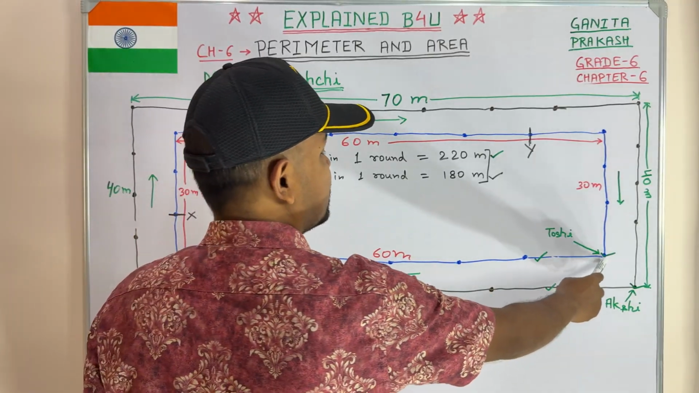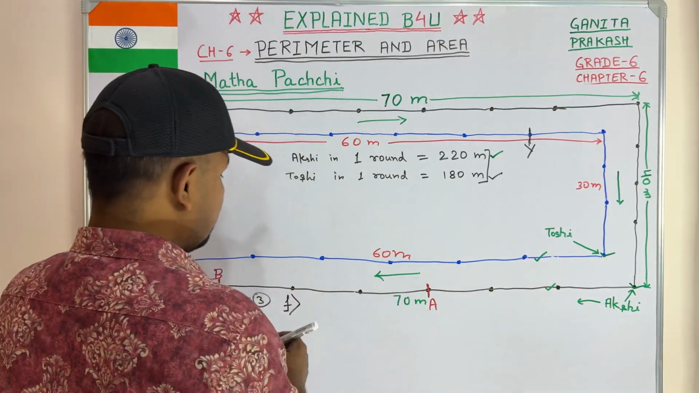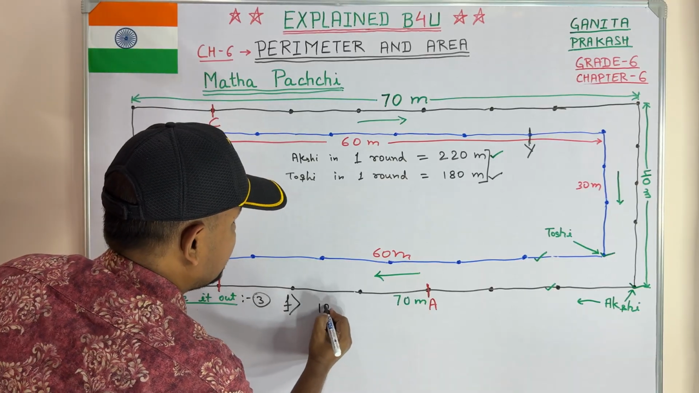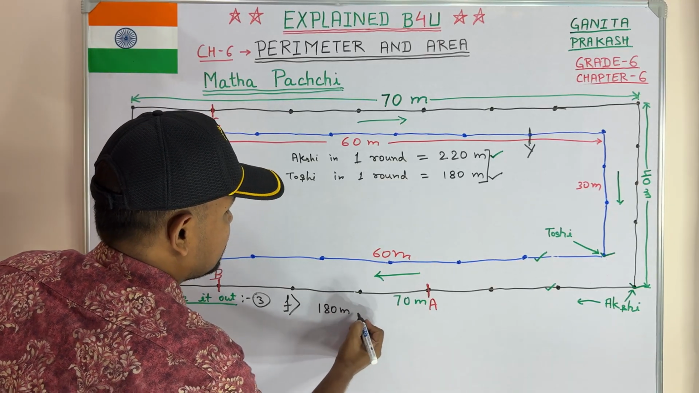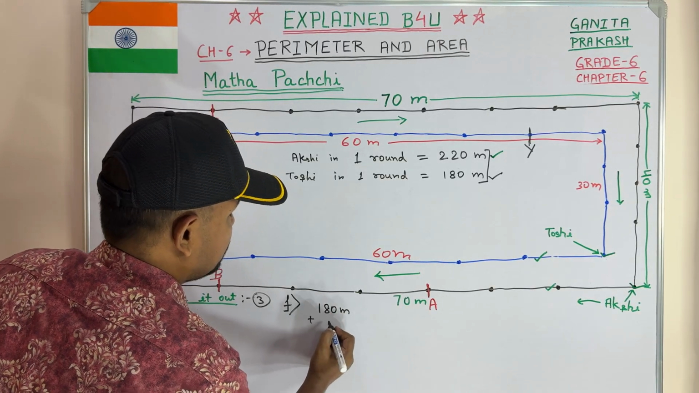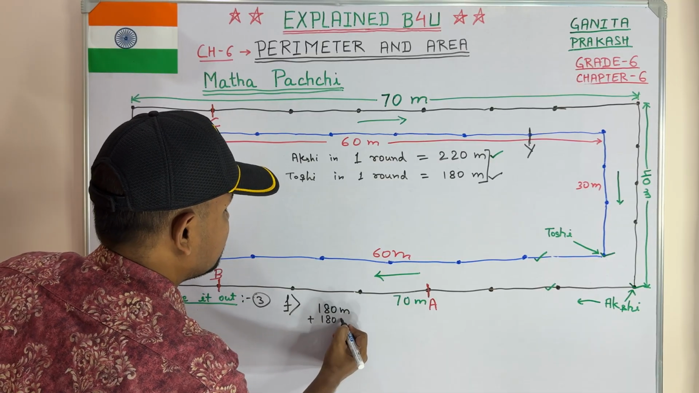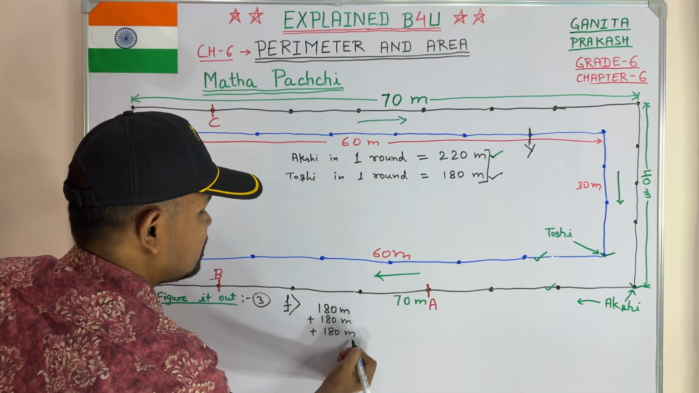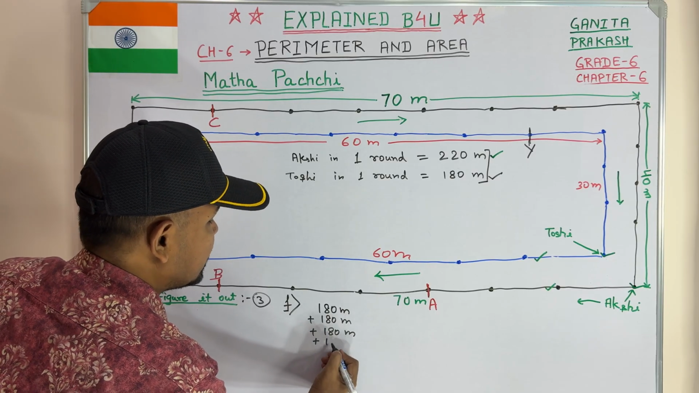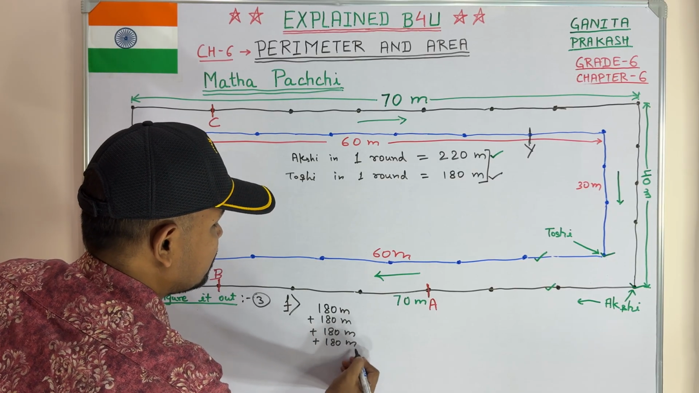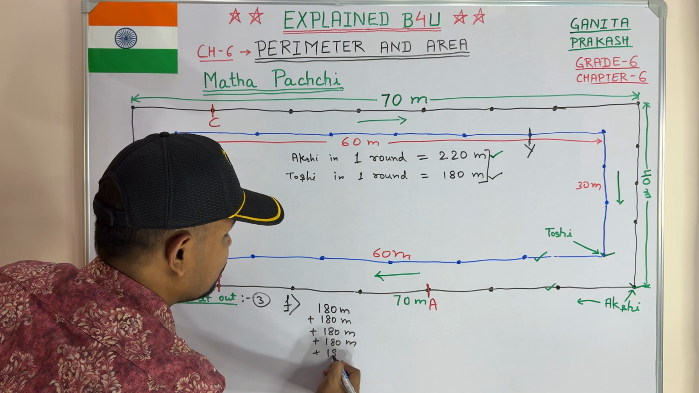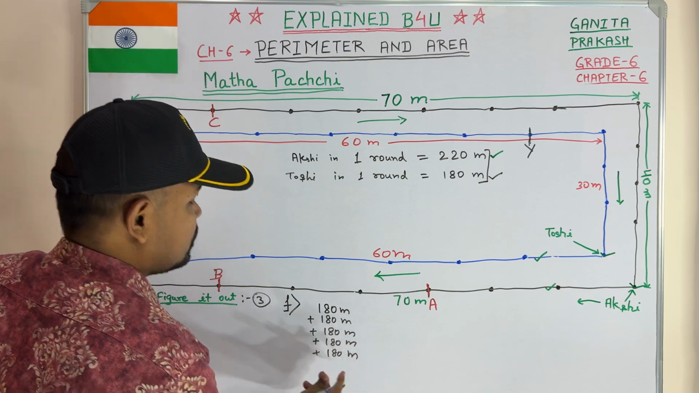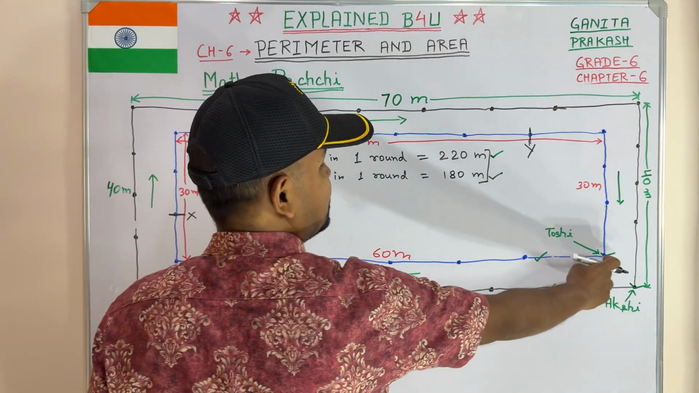Starting from here, she took one round. How much did she travel? 180 meter. In the second round she travels again 180 meter. In the third round she will travel again 180 meter. In the fourth round again 180 meter. In the fifth round again 180 meter. So after 5 rounds she will be here only.